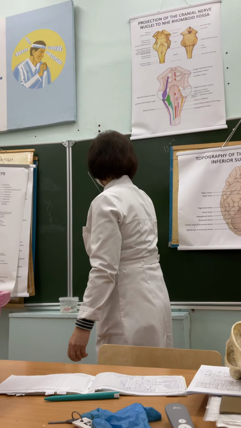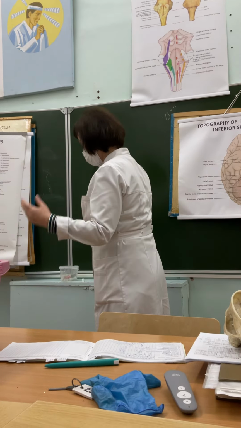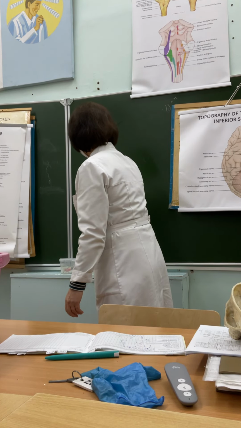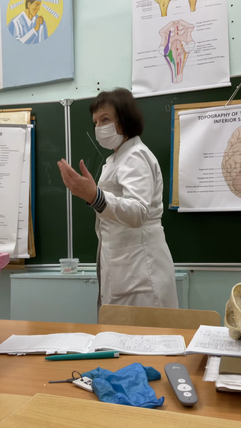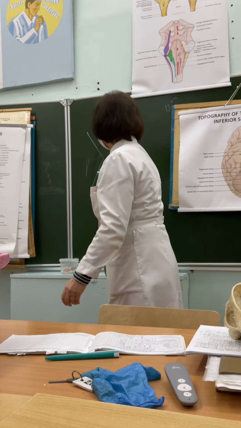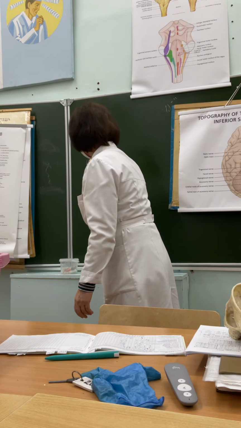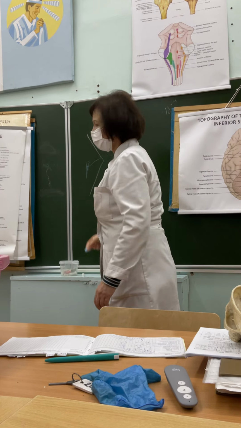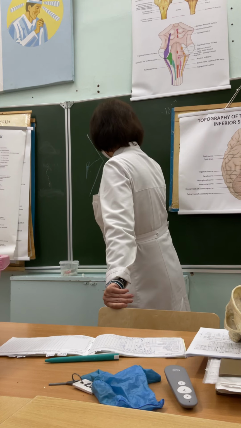We enter the rhomboid fossa. Here we have what? Again, the solitary nucleus, the same as we had. It is visceral and taste. We come to the middle part, which is the part which serves the glossopharyngeal nerve. So then, visceral sensation.